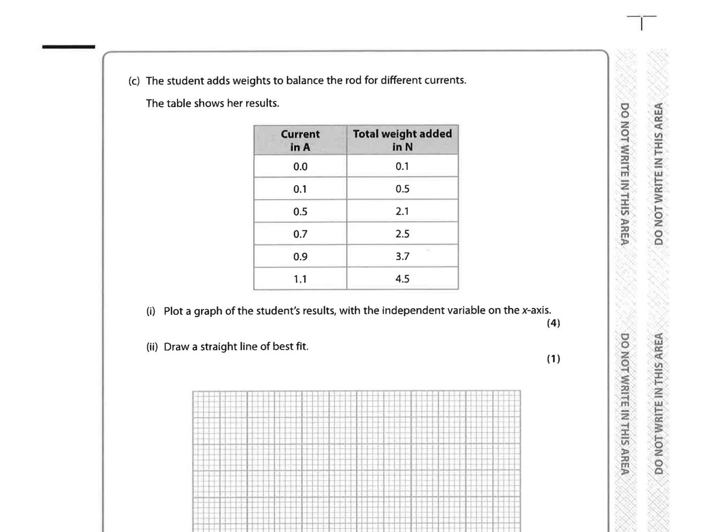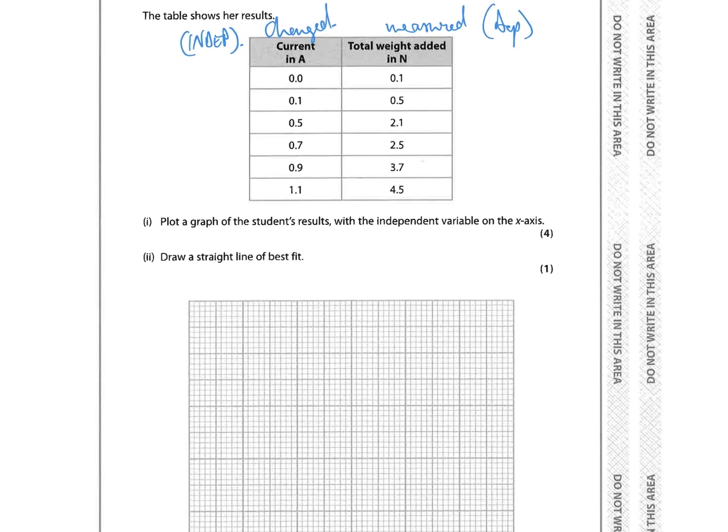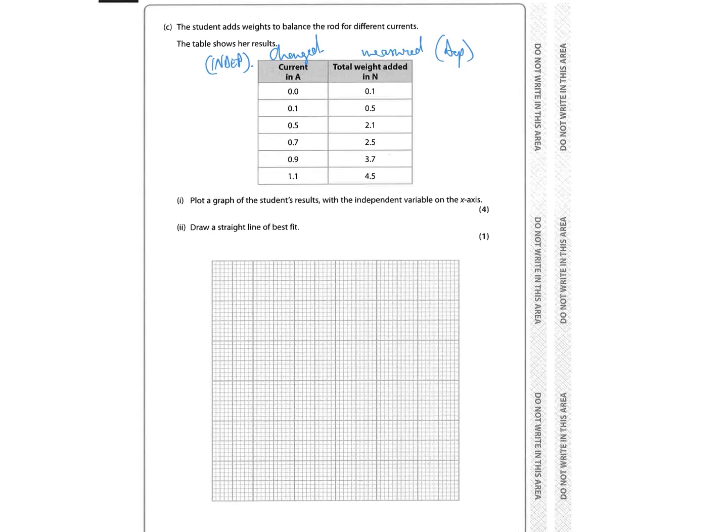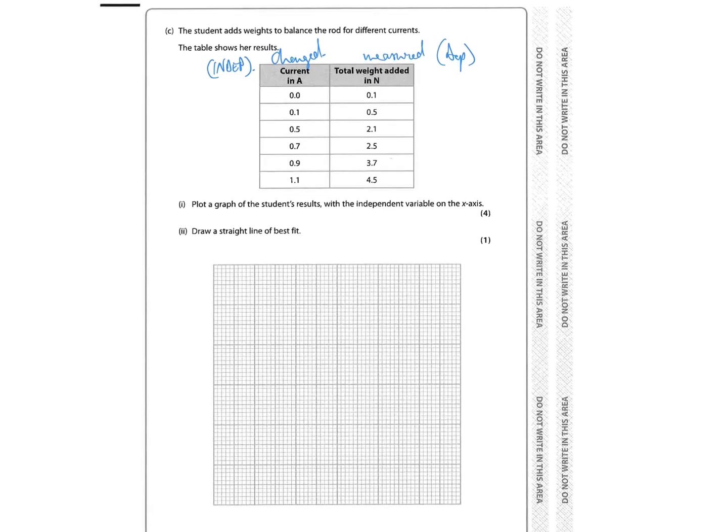So the independent is going to be what you change. This is what we changed, and this is what we measured. In other words, this is the dependent, and this is the independent. Independent always on the x, which it tells you, and dependent always on the y.